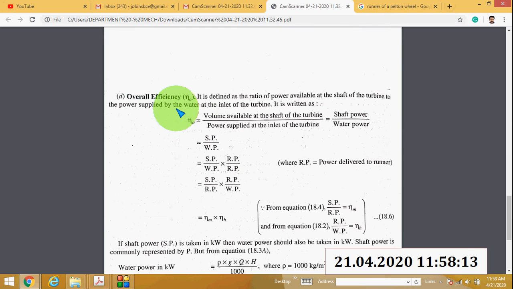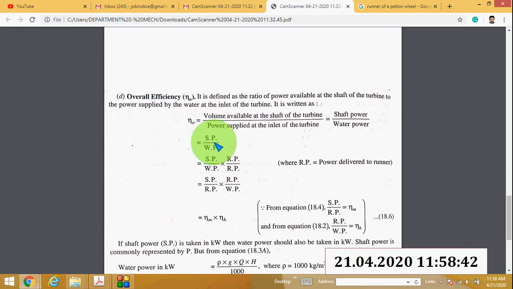Then the fourth one is called overall efficiency. This is the equation. It is the ratio of shaft power divided by water power. It is defined as the ratio of power available at the shaft of the turbine to the power supplied by the water at the inlet of the turbine. Okay. So you will get shaft power as output and the input is water power. So the overall efficiency is shaft power divided by water power. That is called overall efficiency.